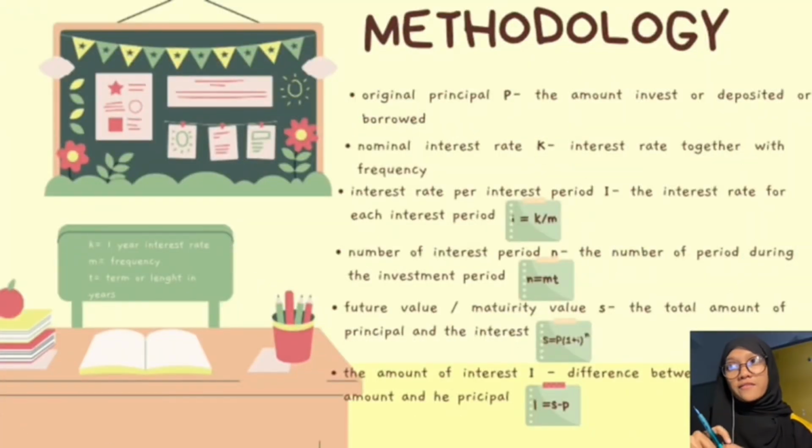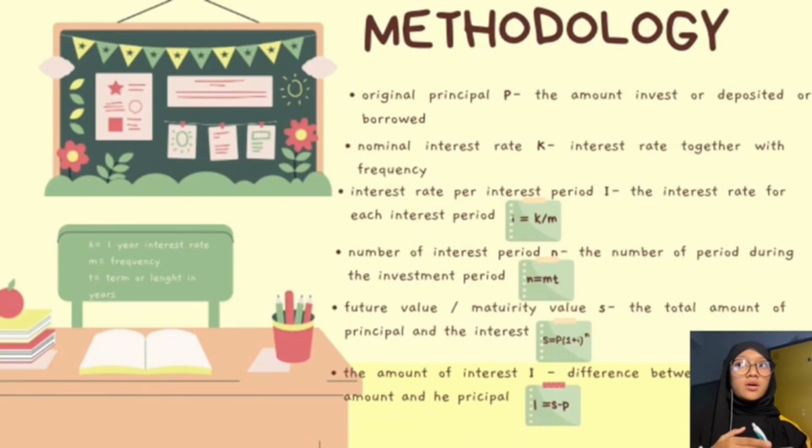Now, let me introduce the methodology of compound interest. First of all, we have the original principal, P, the amount invested, deposited or borrowed. Next, we have the nominal interest rate, K, the interest rate together with the frequency. The next one is the interest rate per interest period, I, the interest rate for each interest period. How to find I? We use I equals K over M. K is the nominal interest rate and M is the frequency.